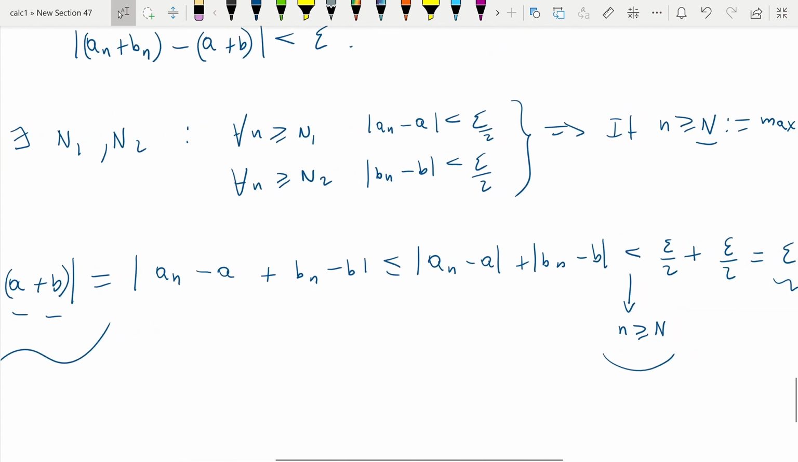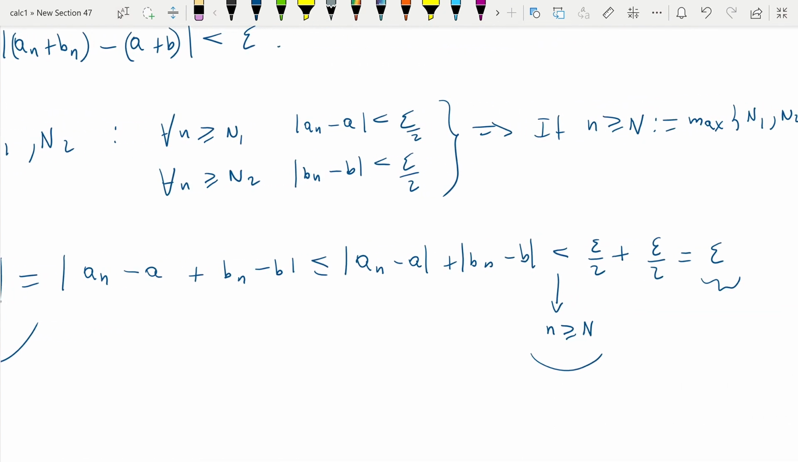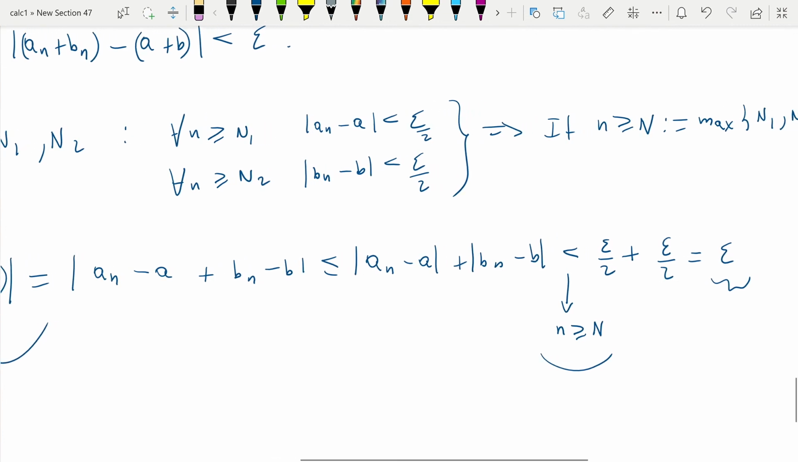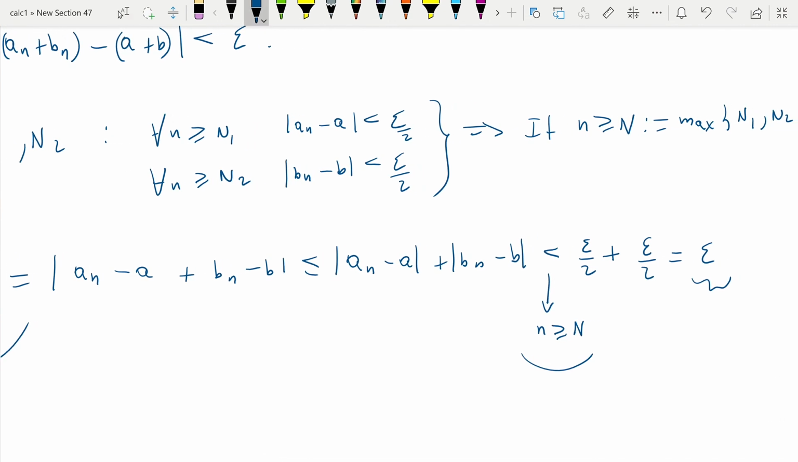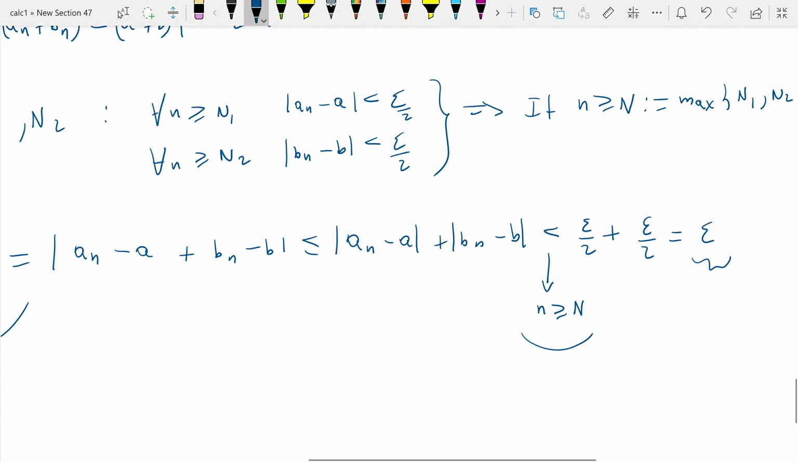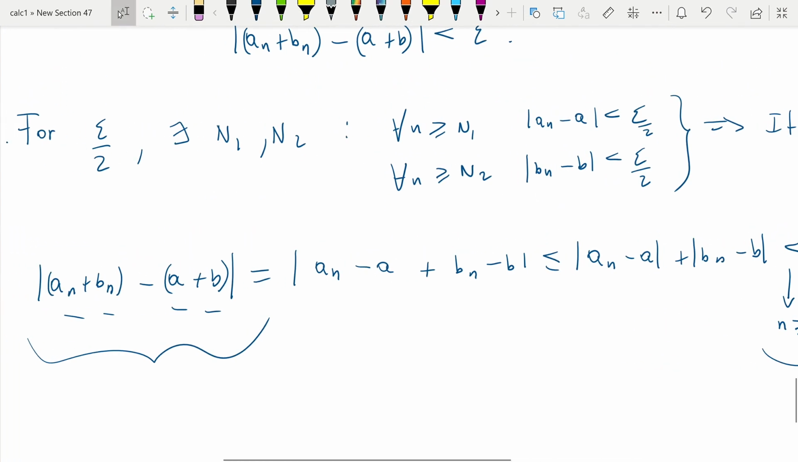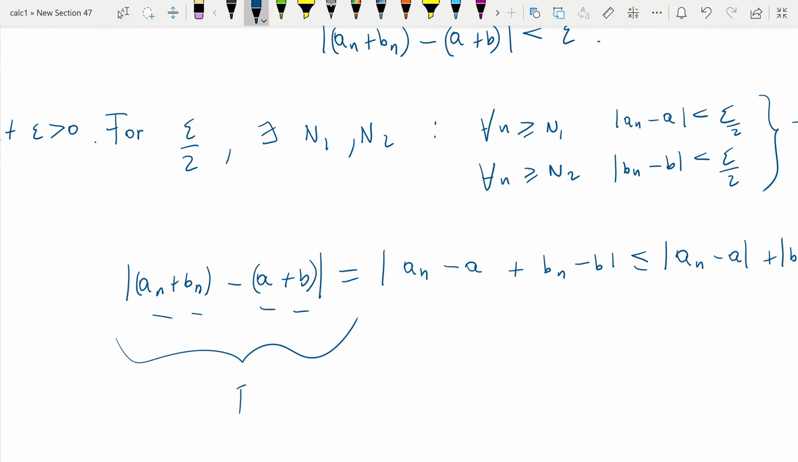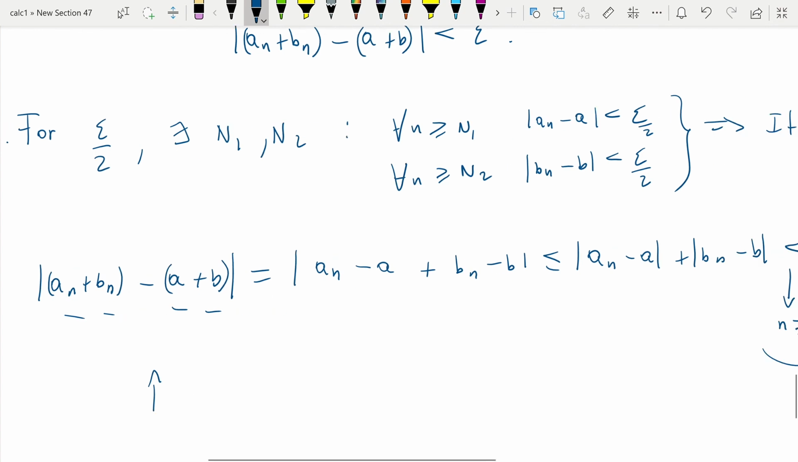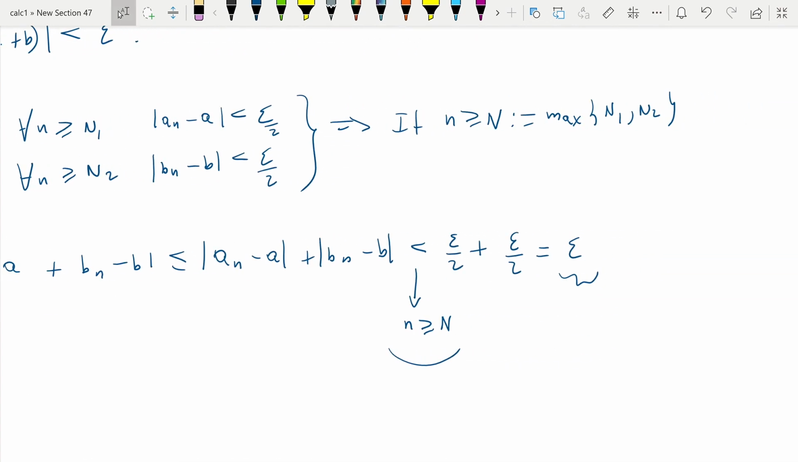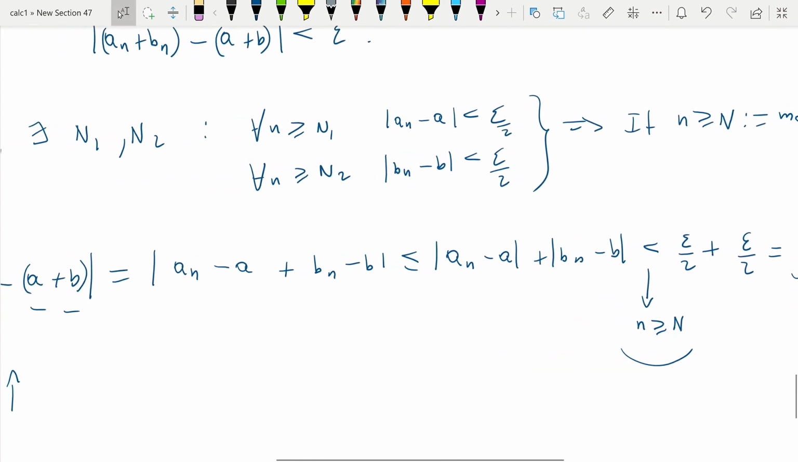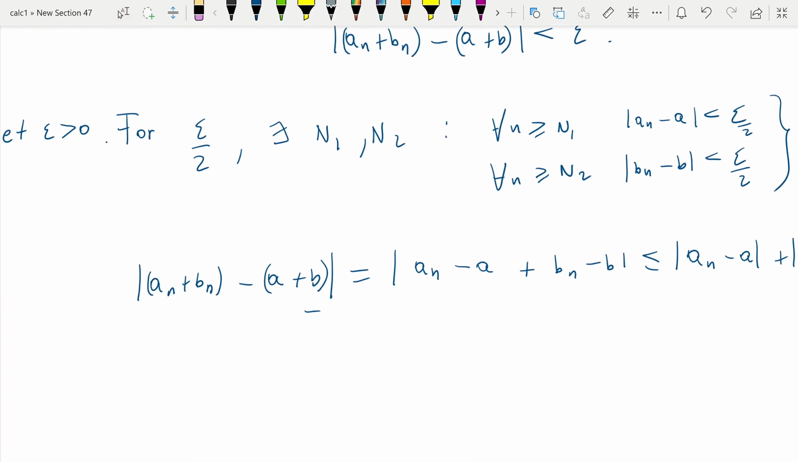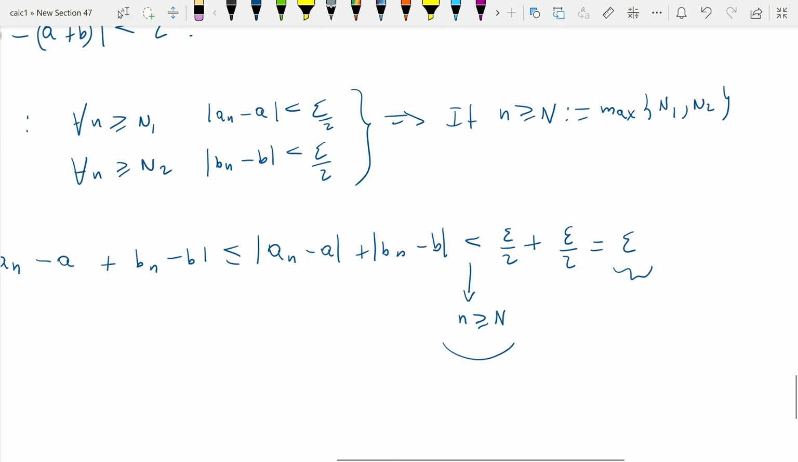And then we found an N. So given an epsilon, we find a capital N that depends on epsilon, for which this difference here is less than epsilon whenever n is greater than or equal to that capital N. And this is exactly what we accomplished. So this is the proof of the proposition.